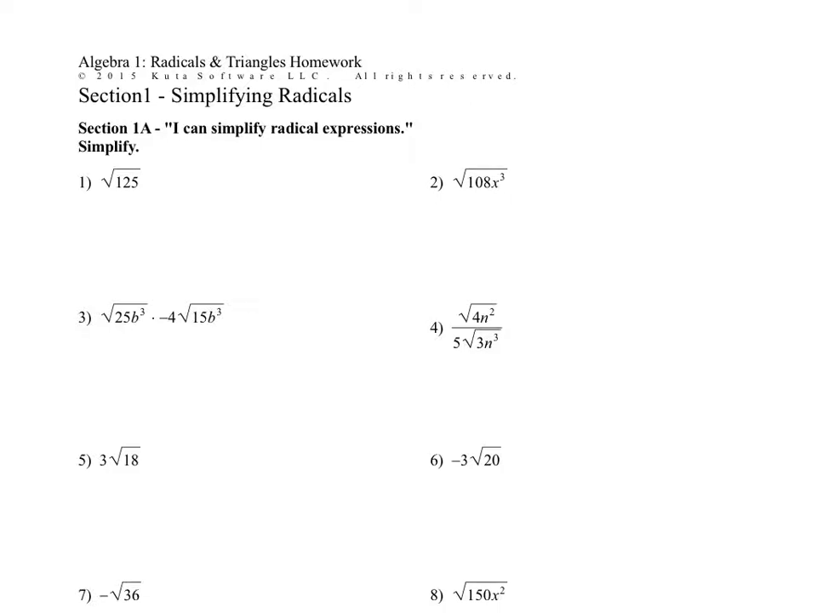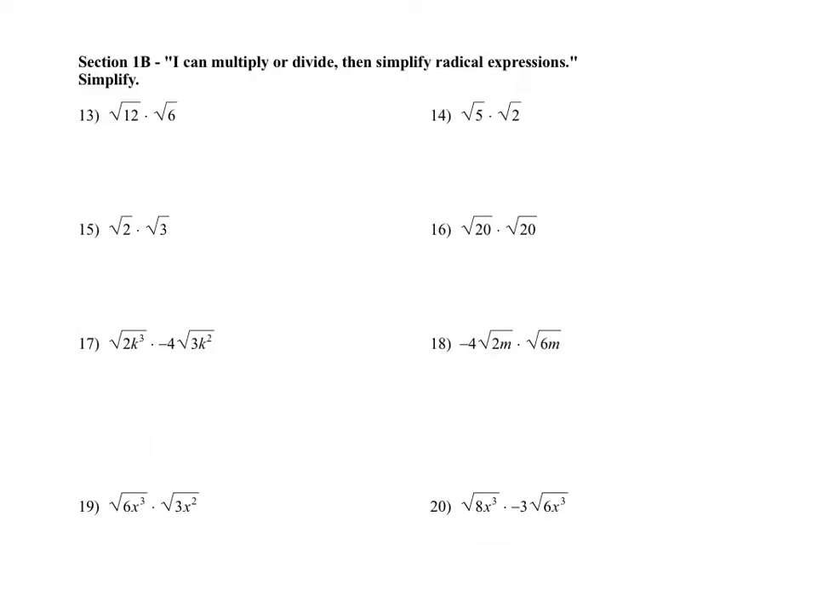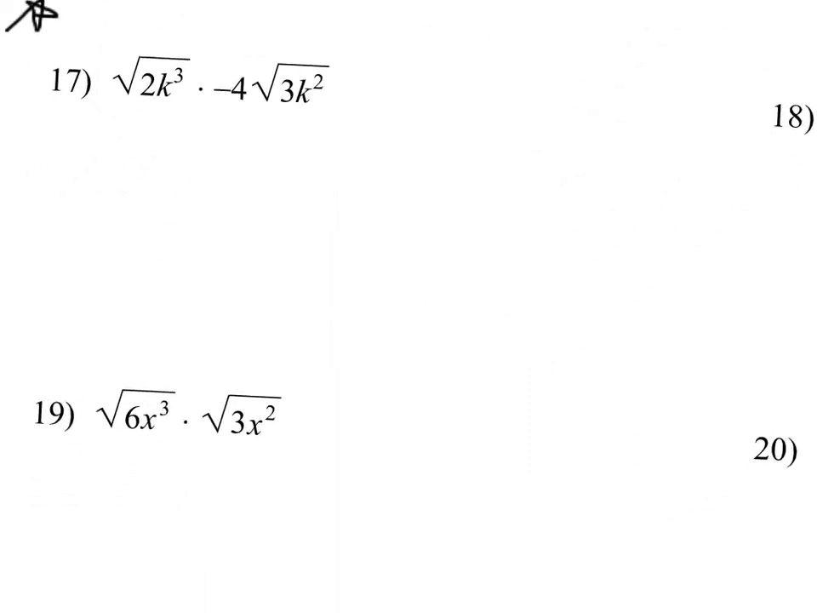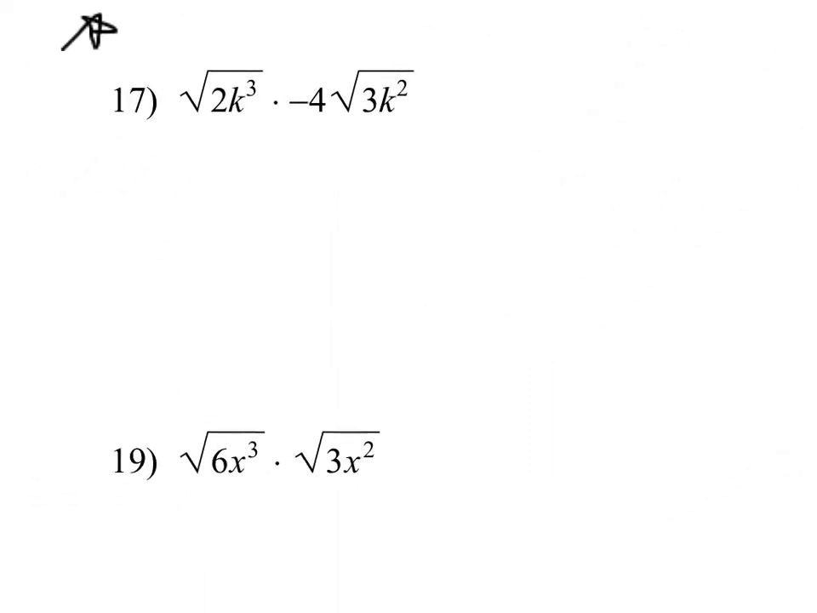Section 1B, multiplying and dividing radicals. We're going to start with number 17. We have two different radicals being multiplied.